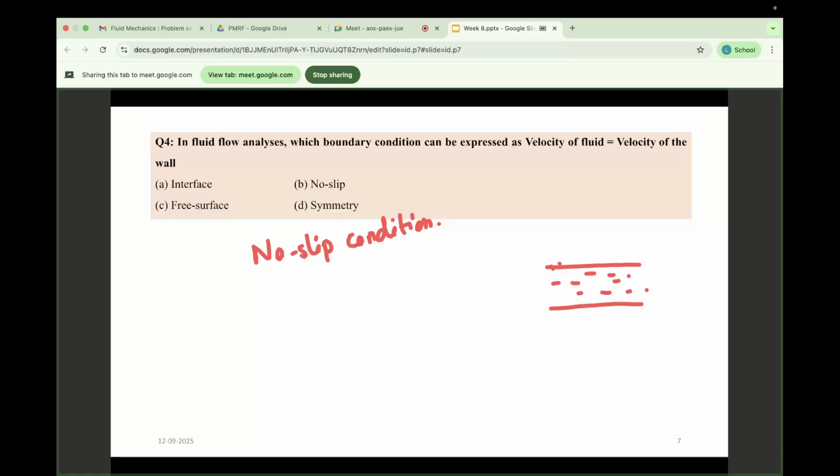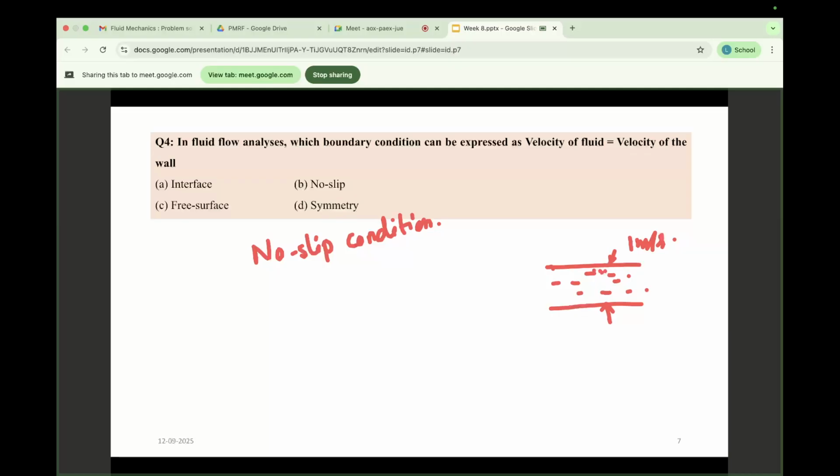In another scenario, if these two plates, the top one and the bottom one, are moving at a velocity of say 1 meter per second, then I have to consider that the fluid near the wall should also be 1 meter per second. So that is the boundary condition. This no-slip boundary condition is mainly for a viscous fluid in contact with the wall.